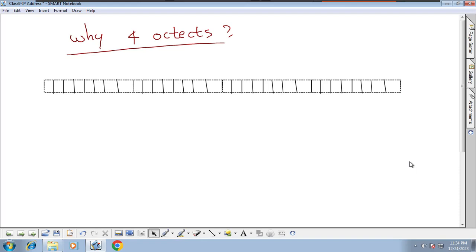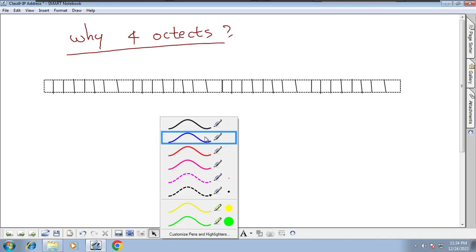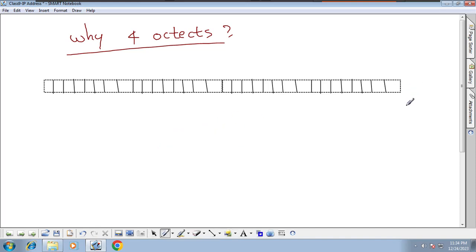So let's move on. Why these 4 octets? Imagine, just imagine, remember in earlier videos, before IP addressing, we went through the binary number system, place values, base value. What is a binary number system place value?